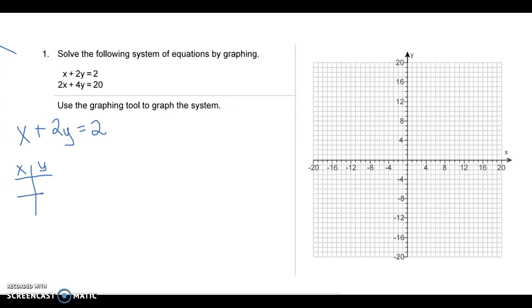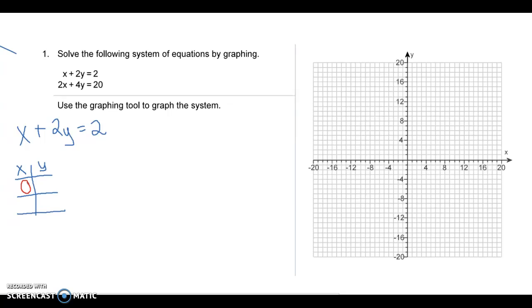and you only need 2 good points. So what I do is I pick a number for x, solve for y, pick a number for y, solve for x. Technically you can plug in any number you want for x, and then solve for y. Because of these 2's, you want a number that divides by 2. What I always recommend is to start with zeros.